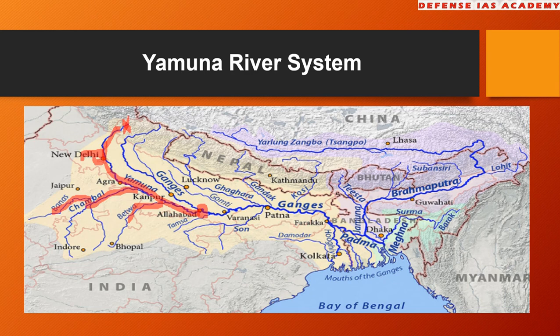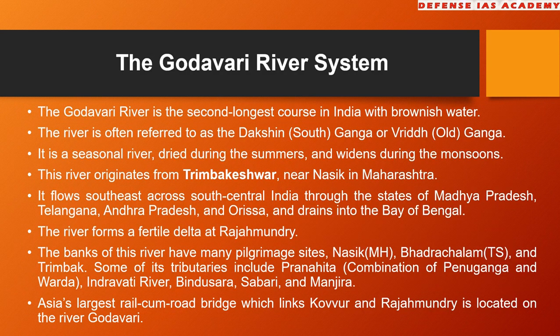And the starting point or the source is called Yamunotri Glacier. It's in Uttarakhand. Okay, so that's the Yamuna river system.